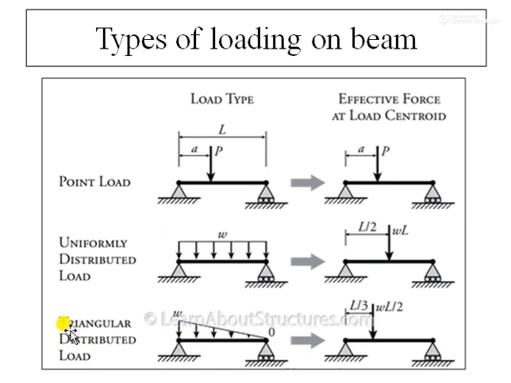In case of a triangular distributed load, the intensity of load acting at one edge is W and at the other edge is 0. You can see that the intensity of load gradually goes on decreasing and is in triangular form. Now how this is converted into an effective force: the load will be acting at the centroid of this triangle, which will be at a distance of L by 3 from the left and 2 by 3 of L from the right end.